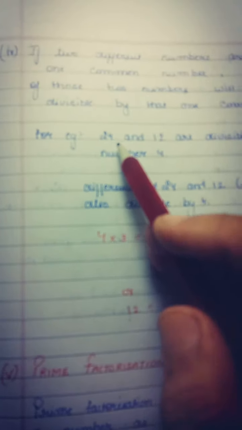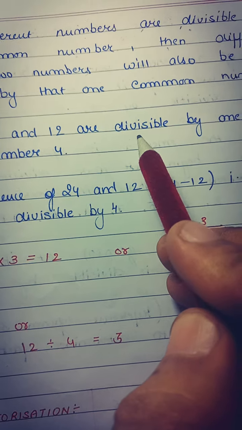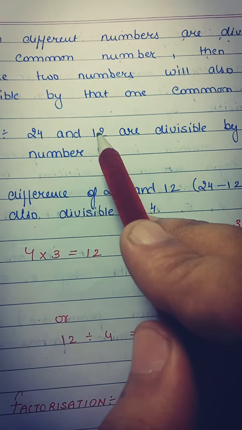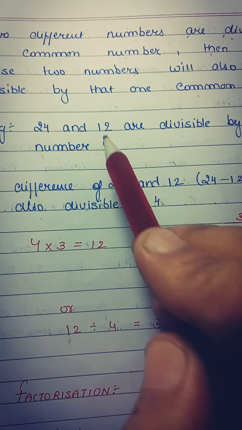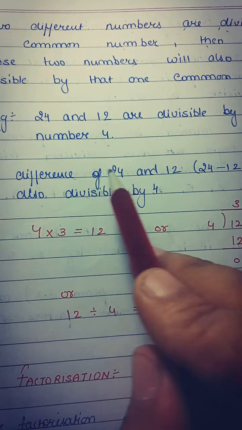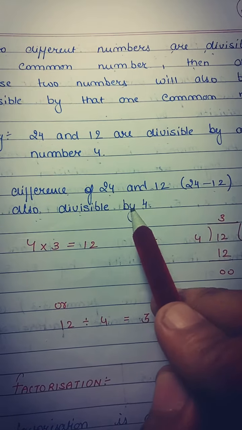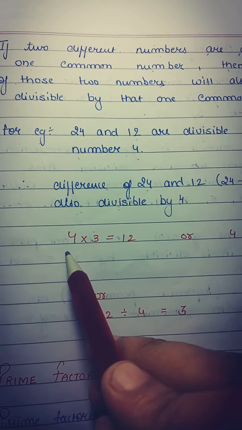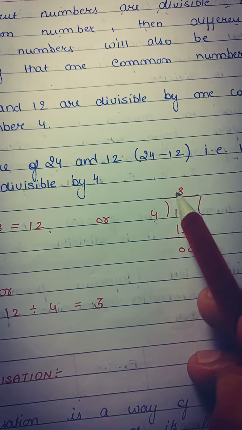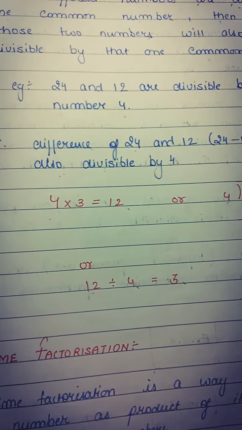This means, suppose again 24 and 12 are divisible by one common number, 4. Okay, therefore 24 and 12 are two different numbers and 4 is the common divisor of both the numbers. In that case, the difference of 24 and 12, that is 12, is also divisible by 4. Now you can write this: 4 threes are 12, or if we divide 12 by 4 we obtain 3, or 12 divided by 4 is equal to 3.